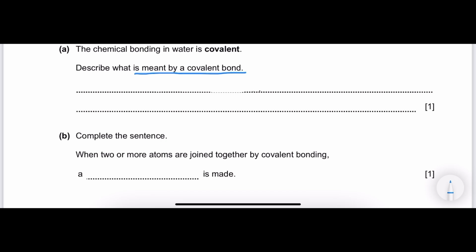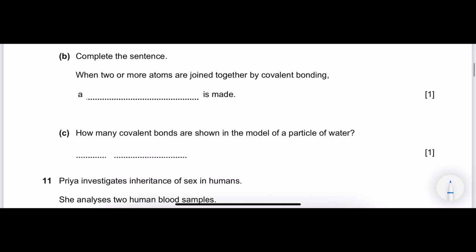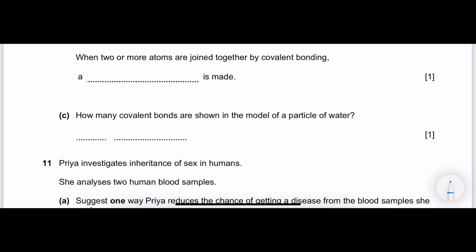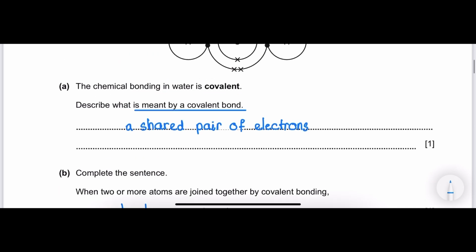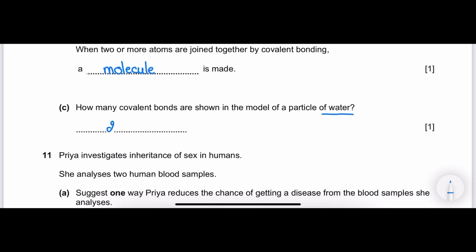This question explains how atoms bond in water molecules. A covalent bond is when atoms share pairs of electrons. B. When two or more atoms join by covalent bonding, they form a molecule. C. In a water molecule, H2O, there are two covalent bonds between oxygen and hydrogen atoms.